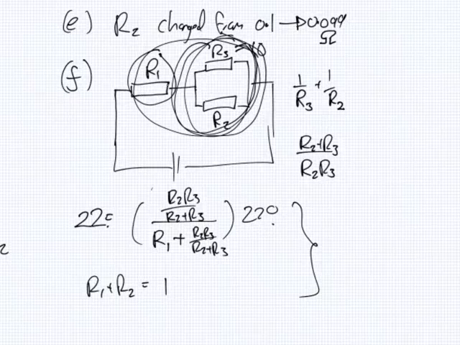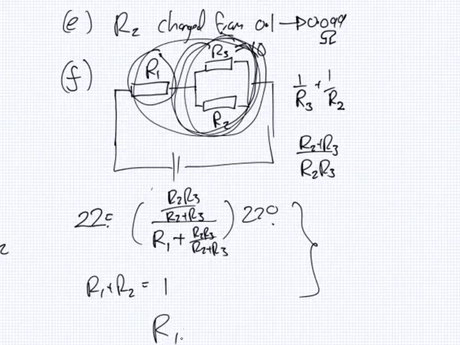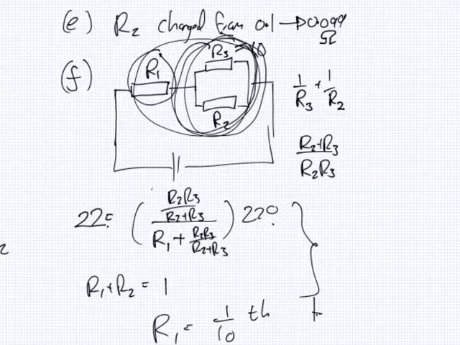So in other words, there should be a 10 to 1 between the two of them. One should be 10 times bigger, or you could say one should be 10 times smaller than the total. So in other words, R1 should be 1/10 the total of these added together.